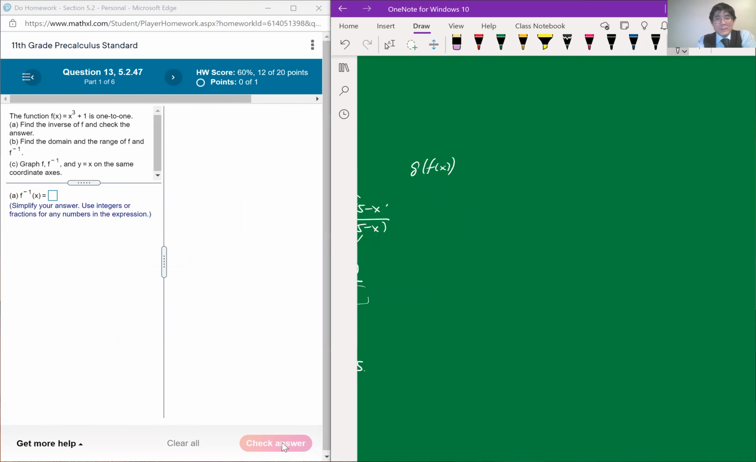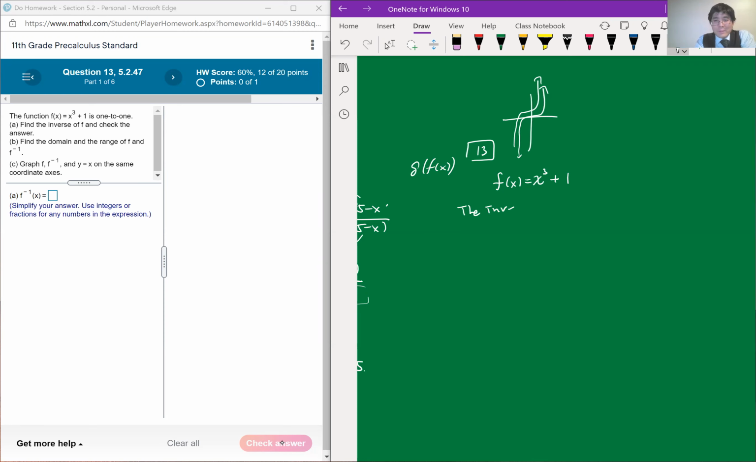Okay, number 13. The function f of x is equal to x cubed plus 1 is a one-to-one function. Indeed, it is a one-to-one function because y is equal to x cubed is a monotonically increasing function, and this is just adding 1. So it is a one-to-one function by the horizontal line test. Now we are going to find the inverse of that. So let's find the inverse.